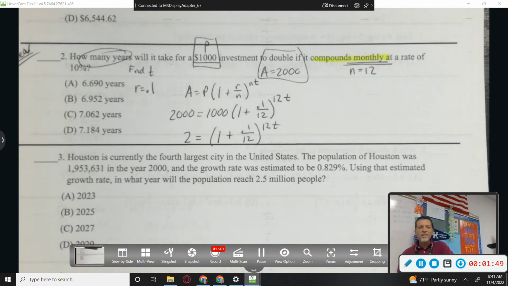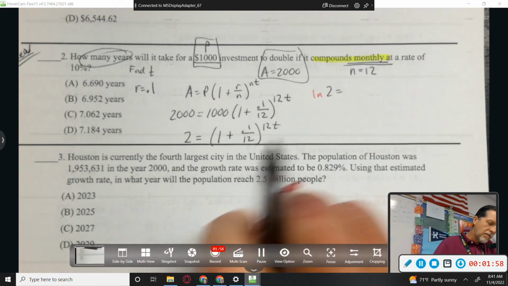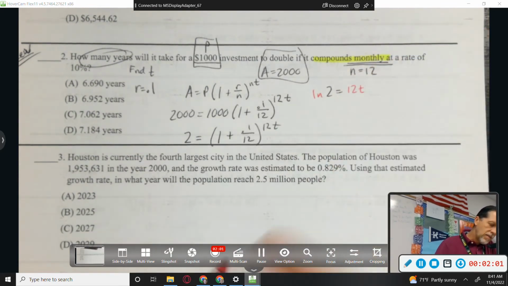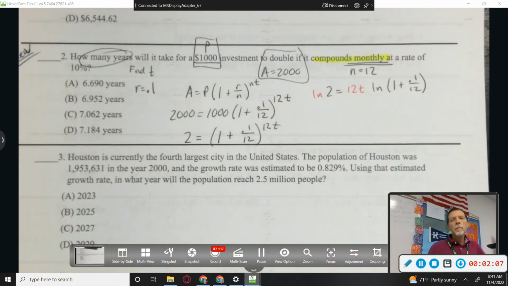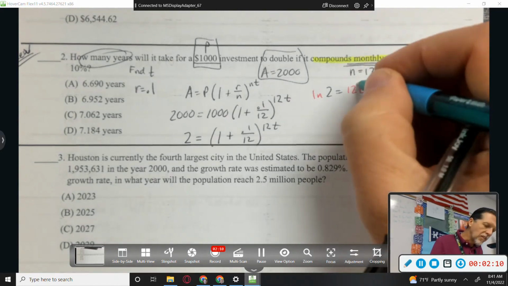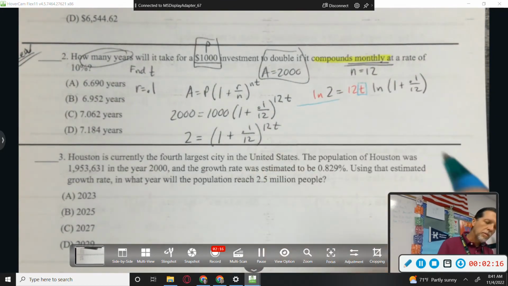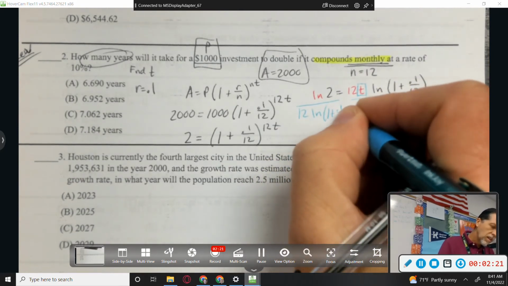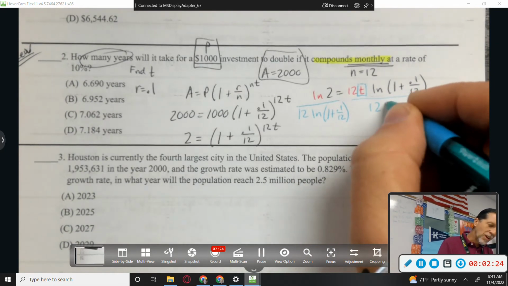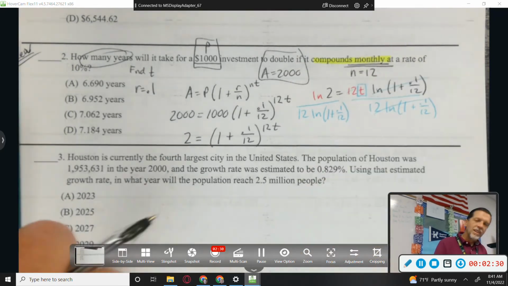Divide by 1,000 to get 2. Natural log both sides. So the 12t will come down front. In fact, you can do that in one step if you're used to seeing that. Now, what do I need to do to get t by itself? Divide everything except for t, right? Yep. So what will I be dividing by? 12 ln 1 plus 0.1 divided by 12. Yep. 12 natural log 1 plus 0.1 over 12. That was a mouthful.